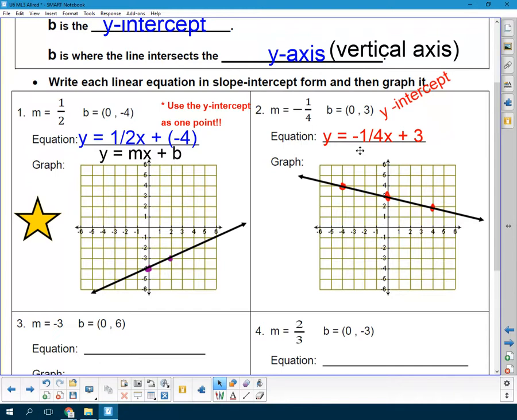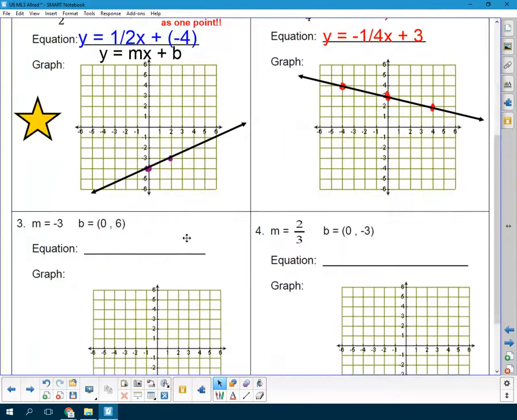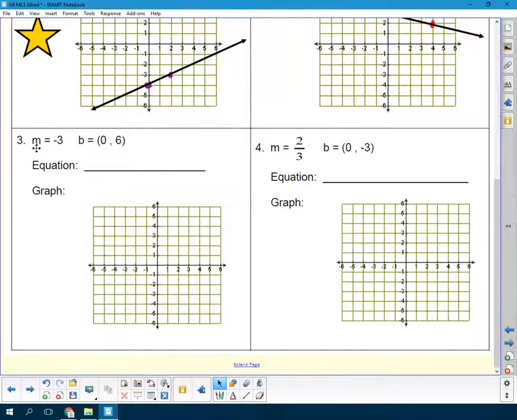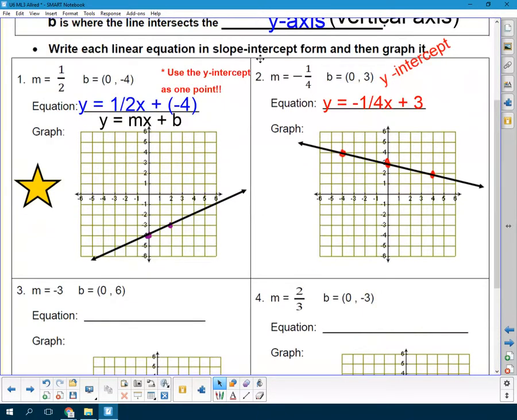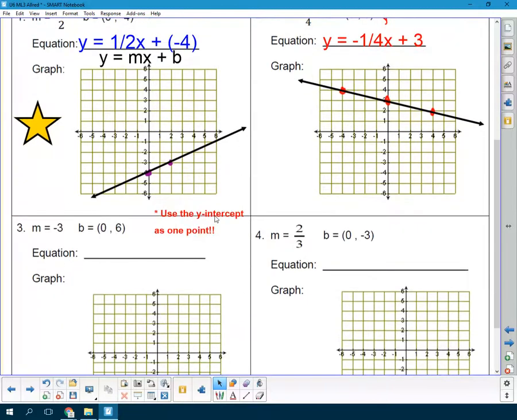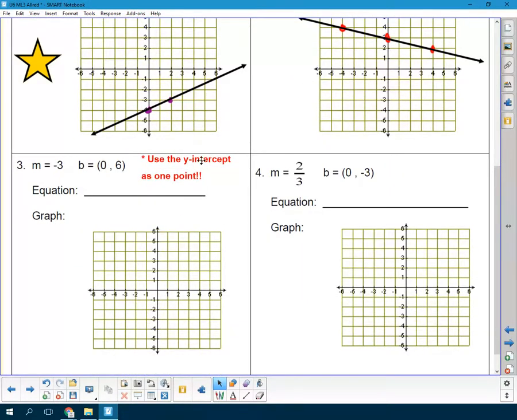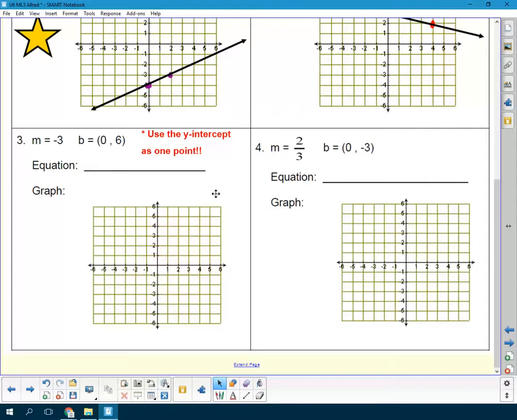Okay, a couple things here for these first 2 examples. For the rest of these examples today, I'm going to give you the slope, I'm going to give you the y-intercept, I'm going to ask you to write an equation and draw a line. Those are 2 things that I definitely need you to do. Okay, for example, if you look here at this third example, you can know a couple things off the bat. The slope is -3. The y-intercept is +6. So the first thing you're going to want to do is you're going to want to use the y-intercept as 1 point. That's just going to help you out to start that problem.